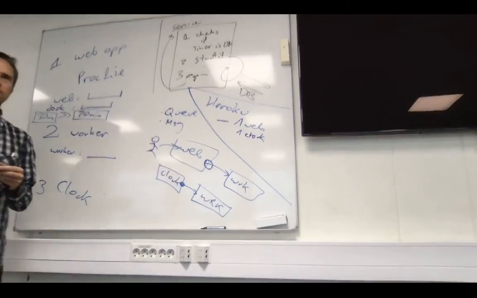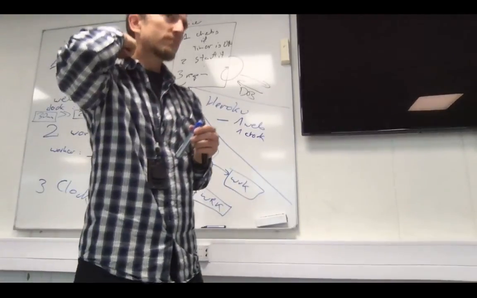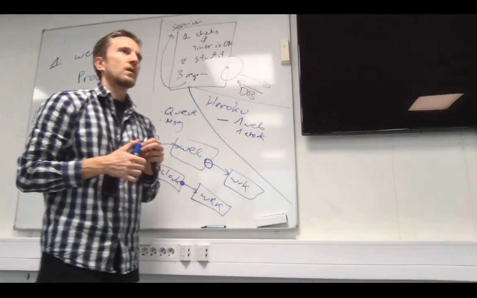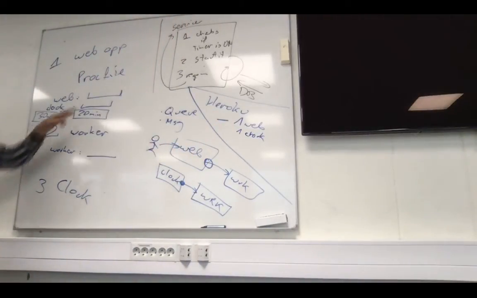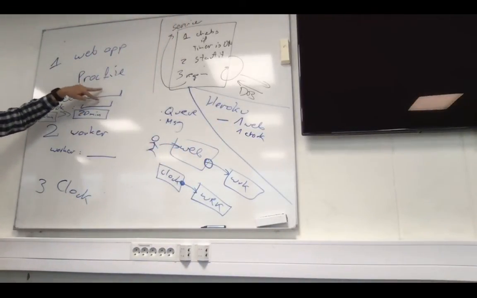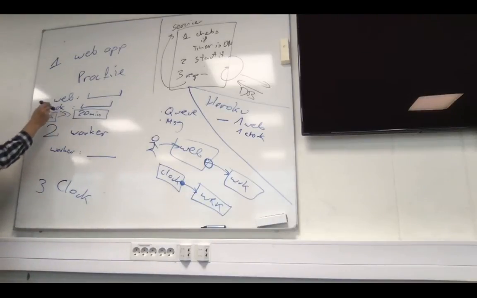There was a question? The names in the proc file, are they special names? Those are names of executables that are going to be executed by Heroku. The keywords here, yes, those are special names. Those are defined by Heroku. So worker, web, and clock are the types of processes that you can run on Heroku.